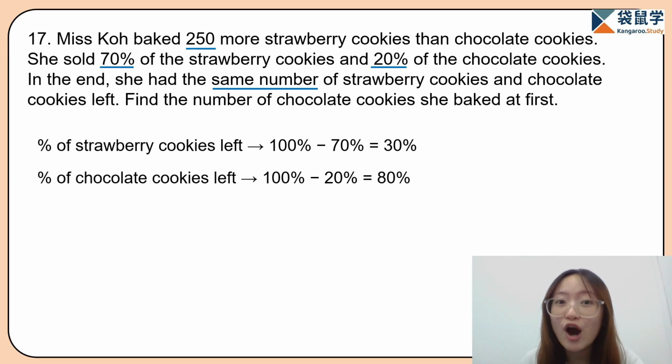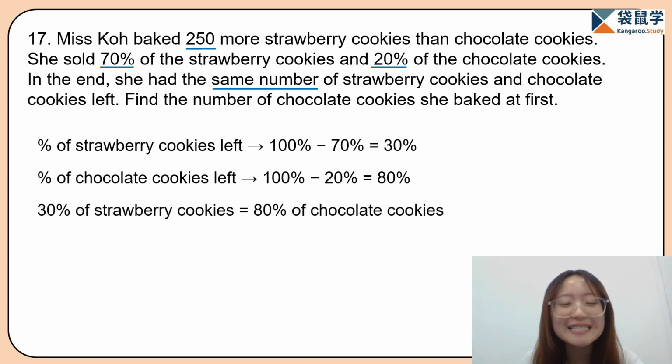Now, since we have both of these percentages and it will be the same number, this means that 30% of the strawberry cookies is equal to 80% of the chocolate cookies. Now, this seems very difficult to calculate by just using percentages. When we learned percentages, remember we also learned how to convert them to fractions. So, let's try using fractions instead.